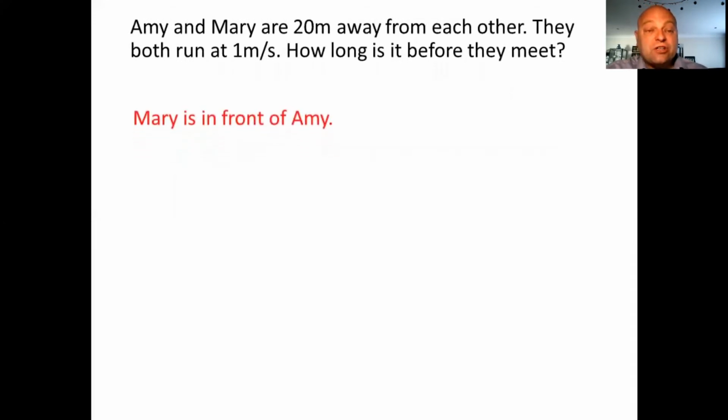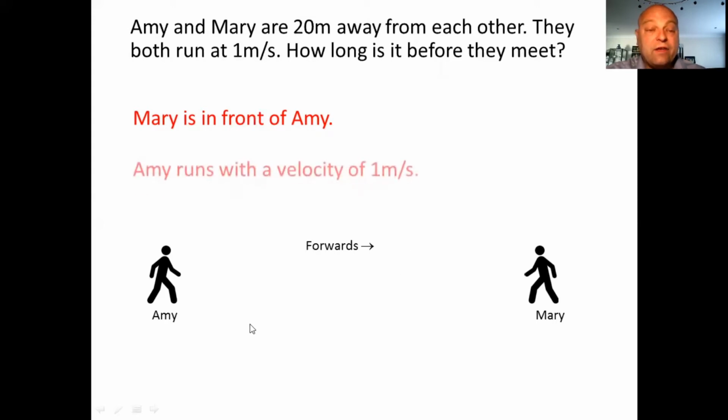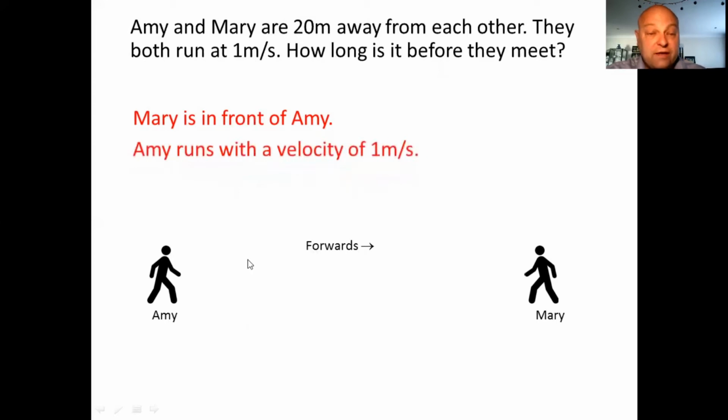Well, starting off, Mary is in front of Amy. So we're going to put this into a little diagram. I always find a diagram is a really good way of making you understand how a problem works. So there we go. There's Amy and Mary. Now, because we're now using vector quantities, we're now using velocities. We're going to actually define which way is forward. So I'm going to have forwards going that way, and then we can add Amy runs with a velocity now of 1 meter per second.